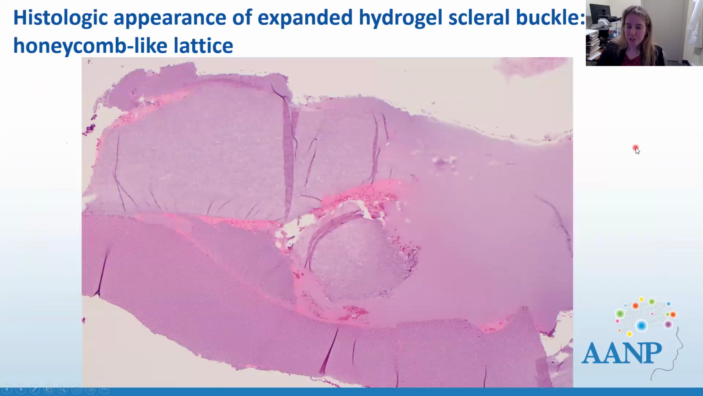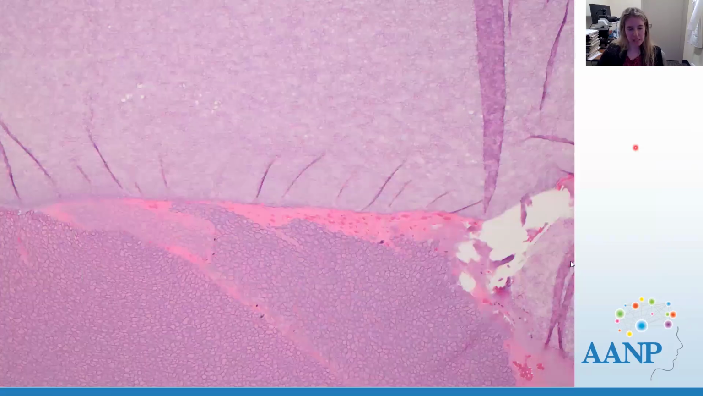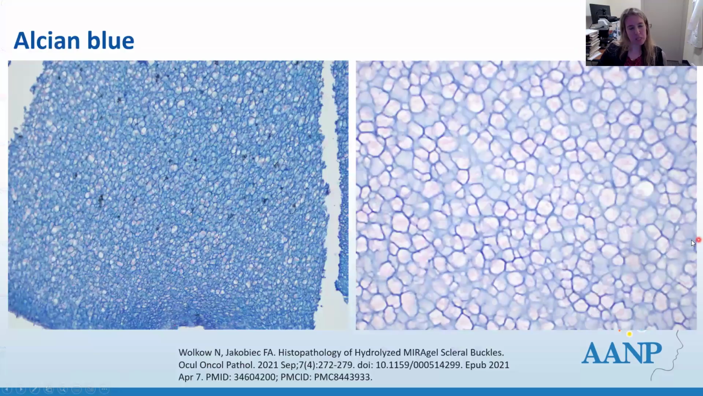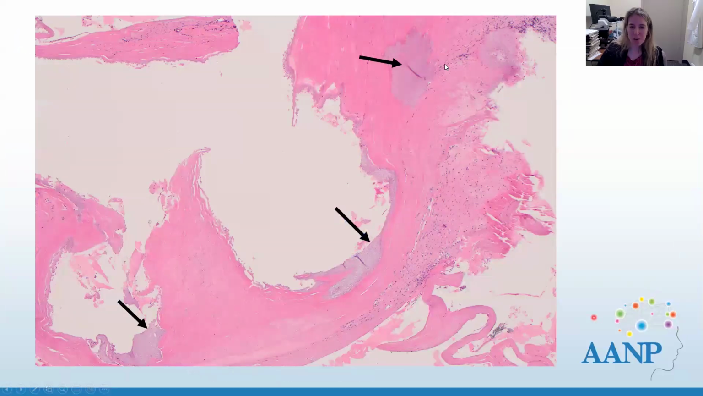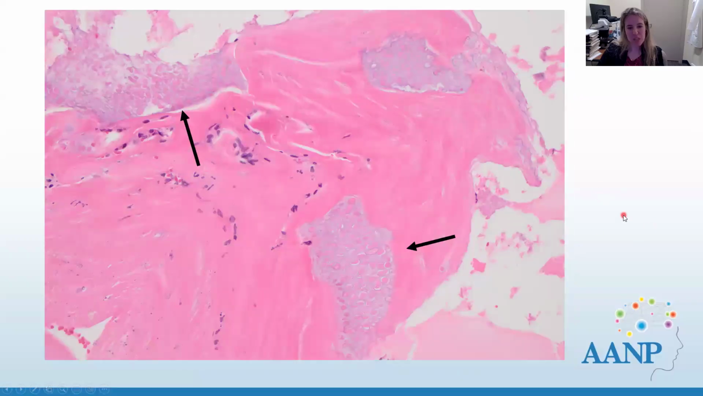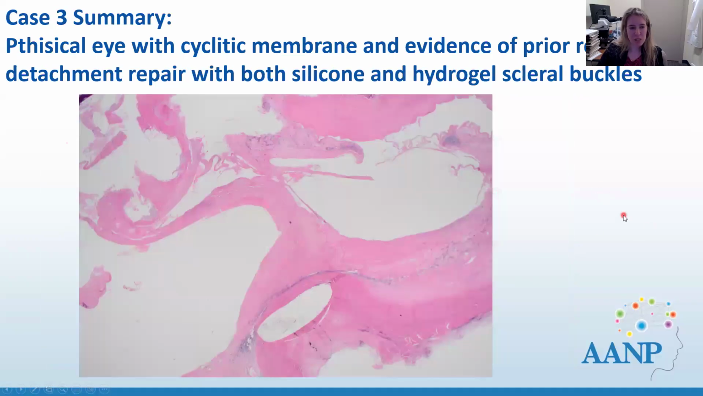And then histopathologically, it has a very typical appearance, like sheets of this honeycomb kind of lattice. Sometimes it's more crisp, other times it's more hazy. This is basically what it looks like. It stains very strongly with Alcian blue. And so you can see it embedded in bits of sclera, like in our patient. Here you have more bits of it. So this in our patient was all a hydrogel scleral buckle. So in summary, our case 3 was a phthisical eye with a cyclitic membrane, evidence of prior retinal detachment with both silicone and hydrogel buckles.